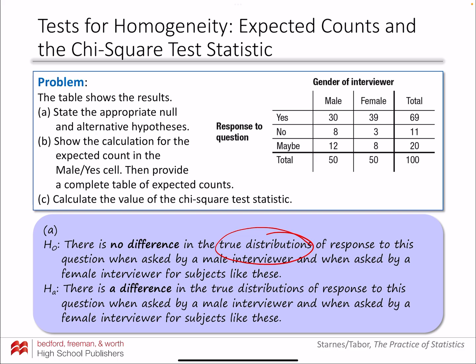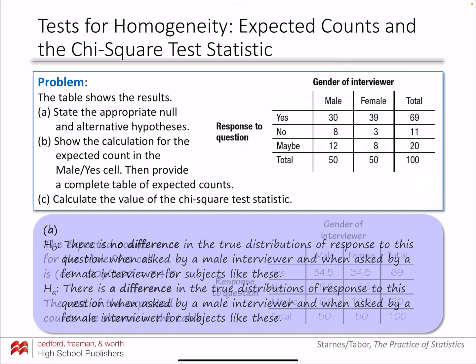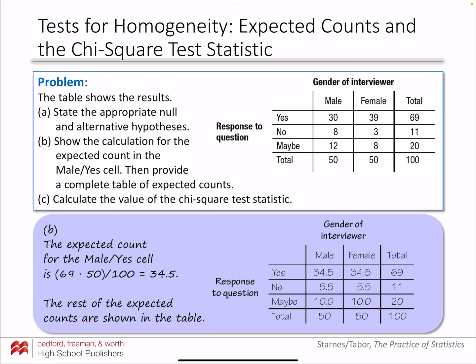So now we need to find the expected count for the male yes cell. So that's just this cell right here. These are the observed counts. Now we need to calculate expected counts. Remember, our expected count is the row total times the column total, divided by the table total. So in this case, we get 34.5. And your calculator is actually going to help you find these expected counts as well. You'll see in a couple minutes. But you need to know that formula. You need to know how those things are found. Notice all the row totals and column totals still add up to the same, right?